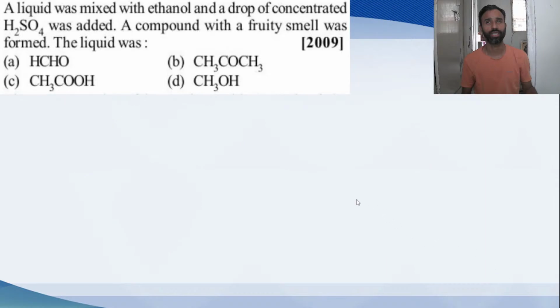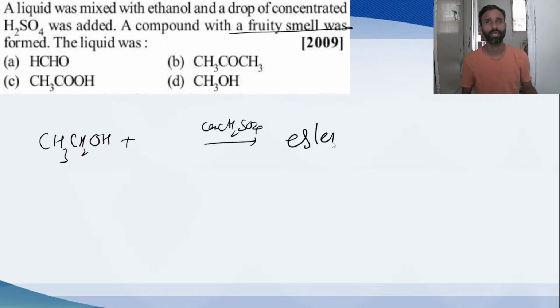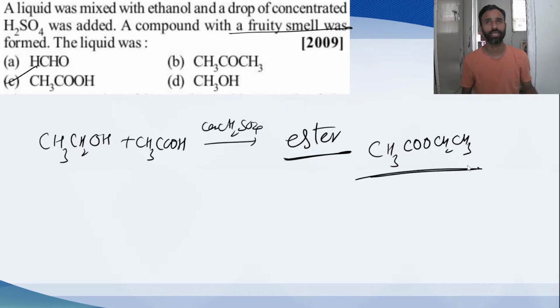A liquid was mixed with ethanol. A drop of concentrated sulfuric acid is added, and a compound with a fruity smell was formed. Obviously, fruity smell is of ester. So, alcohol reacts with carboxylic acid to give ester. CH3COOCH2CH3, ethyl acetate.